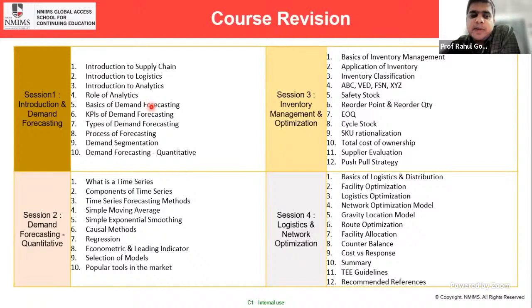We covered the basics of demand forecasting, KPIs of demand forecasting, types of demand forecasting, and the process of forecasting, right? Segmentation and everything, quantitative ways. So session 1 was all about demand forecasting.